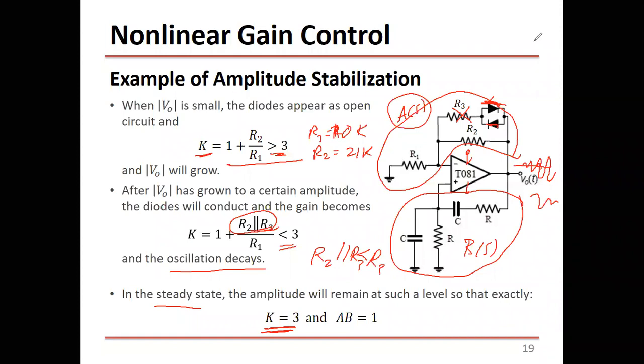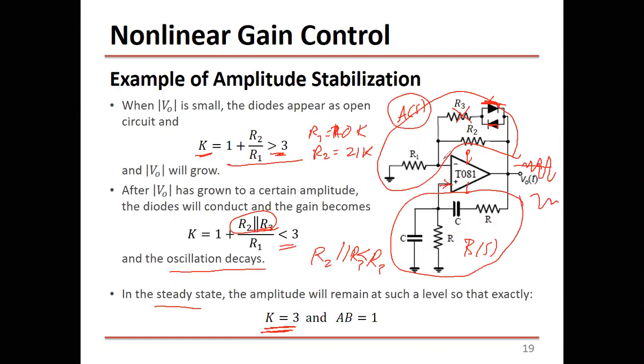Any answer? Non-inverting, that's correct. So why is it non-inverting? Because the signal is applied to the non-inverting terminal, and the feedback gain is connected to the negative, the inverting terminal.